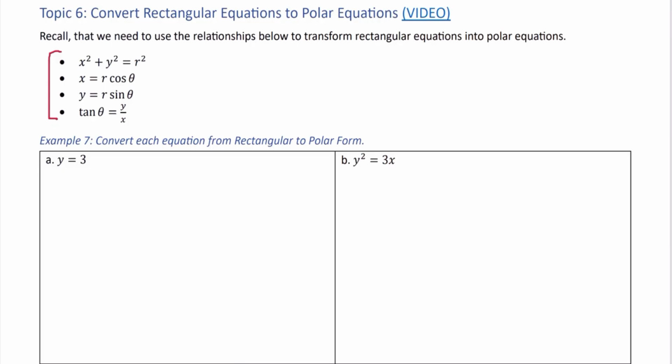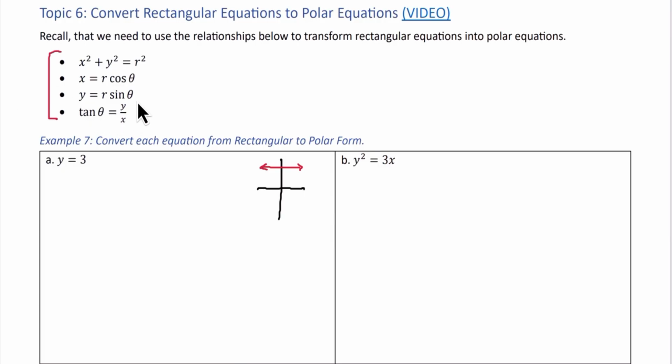Up first, we're looking at y equals 3. Now, if you think about what that looks like in the rectangular coordinate system, that's just the horizontal line at y equals 3. But we want to convert it to polar. We right away have a substitution that we can make.